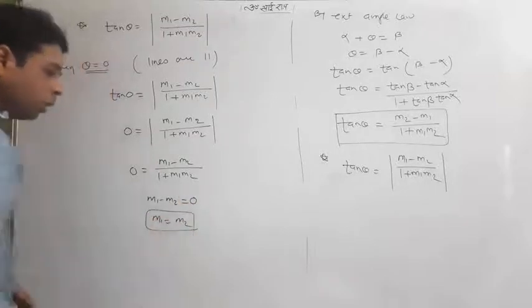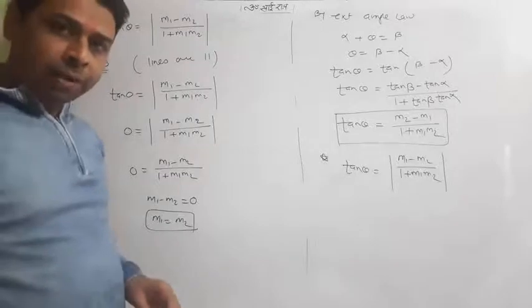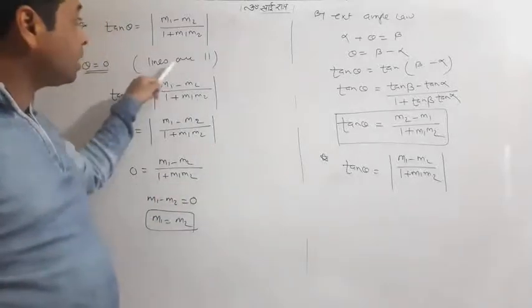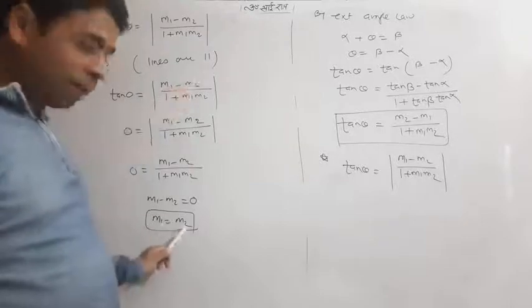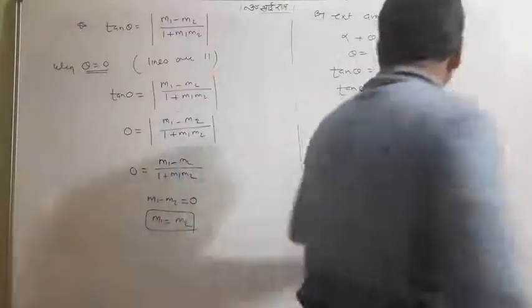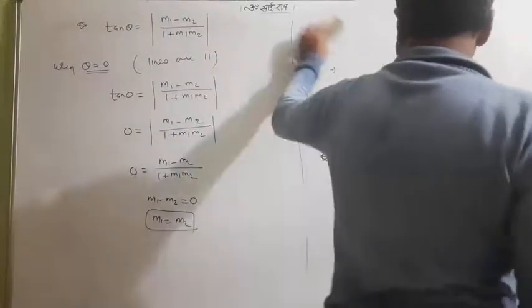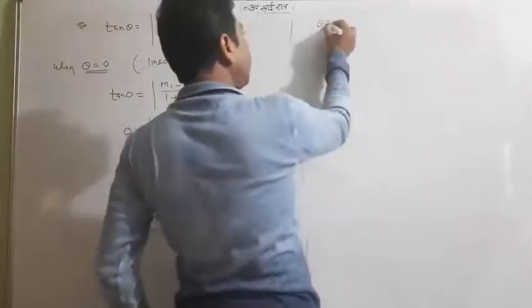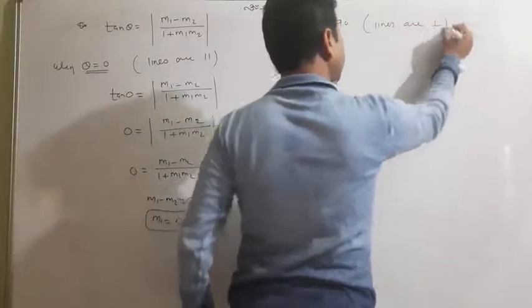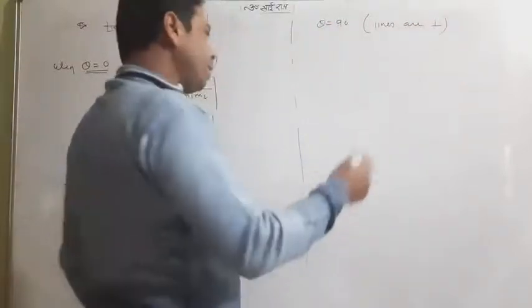That is nothing new concept. Already we have seen earlier that when lines are parallel, slopes are equal, m1 equal to m2. So it is a repetition. One more thing I want to repeat. When theta is equal to 90, when lines are perpendicular, that only we have seen. Again we are looking for that.